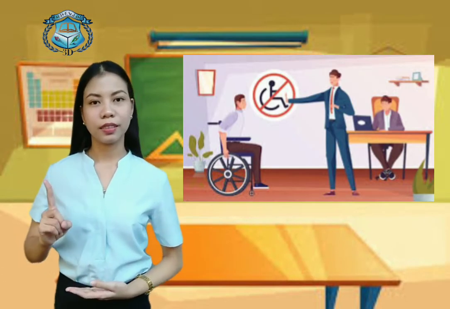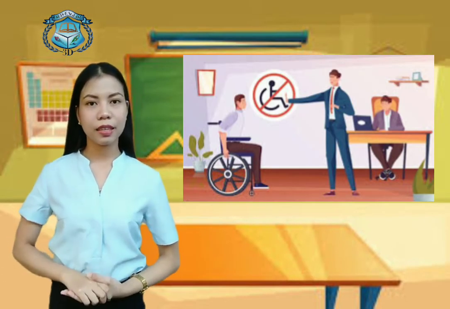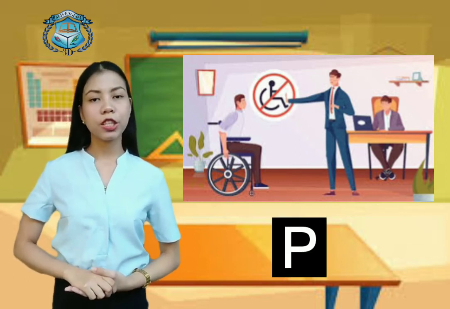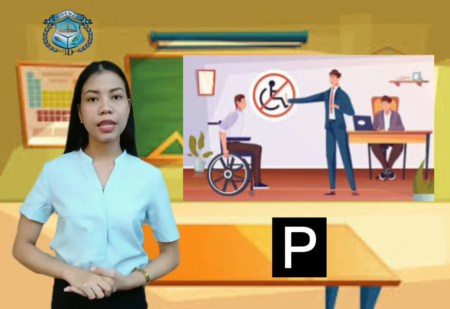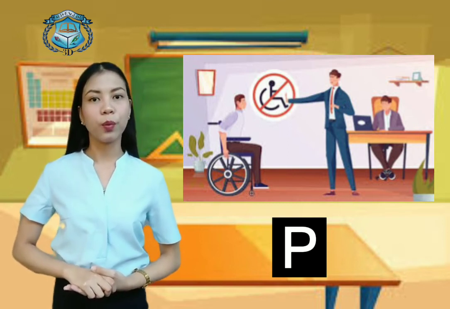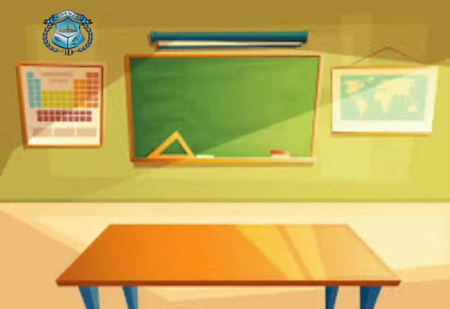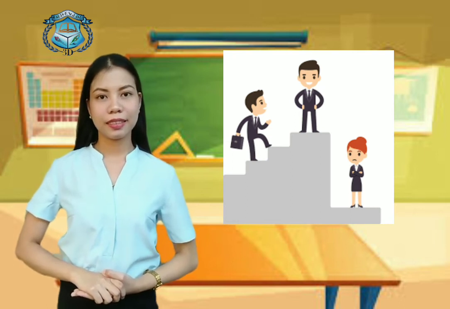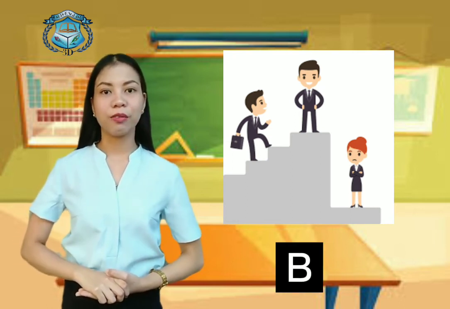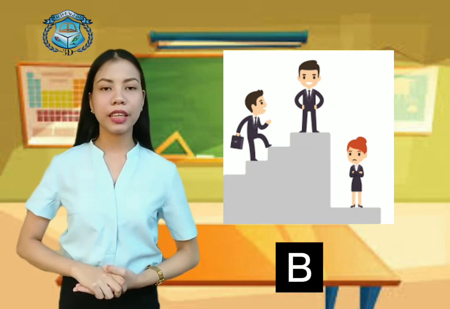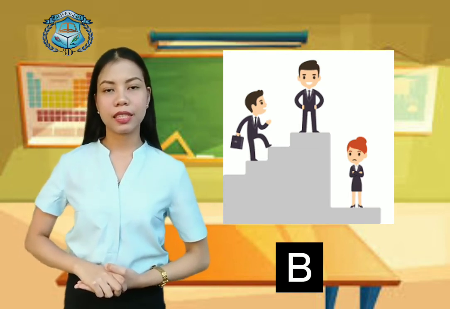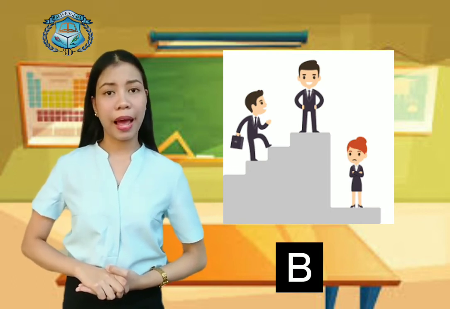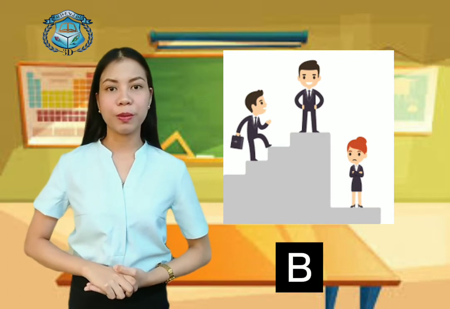Number 1. The answer is B. Very good. Prejudice. The picture shows a man who believes that he is better than a person with disability. Number 2. The answer is B. Bias. Very good. It is clear in the picture that the man is given more superiority over the female. It is considered bias, gender bias to be specific.